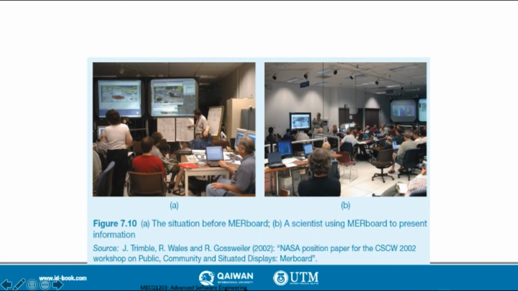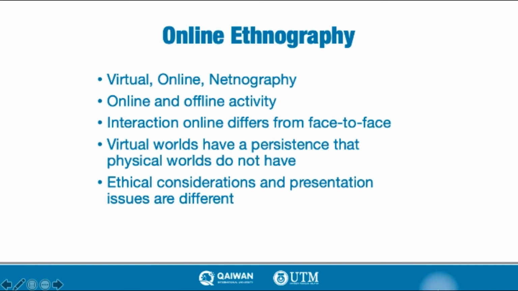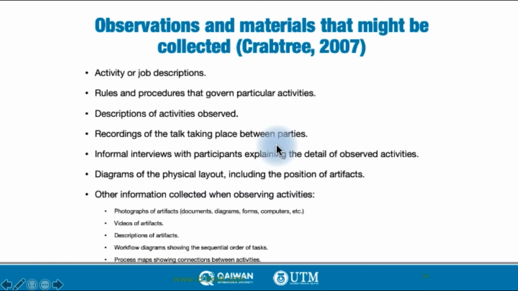and they can know what will be happening in the future. So when we collect the data for ethnography, it can be online, virtual, both online and offline activity, virtual worlds, with ethical considerations and presentation issues and differences. There are a lot of ways that we can gather data from ethnography. And when you do the data collection for observations, there are some materials that can help you while you do the data collection.